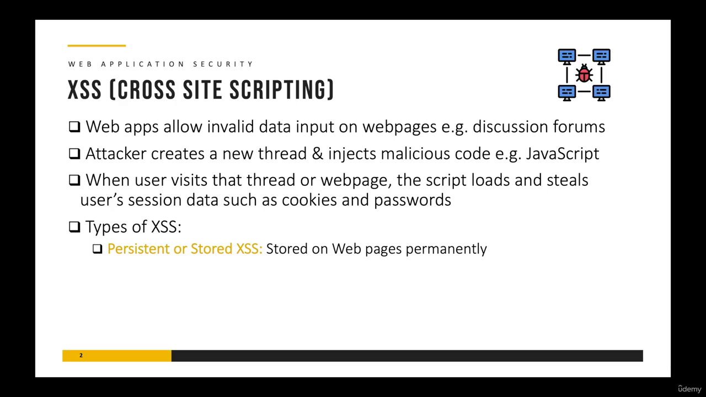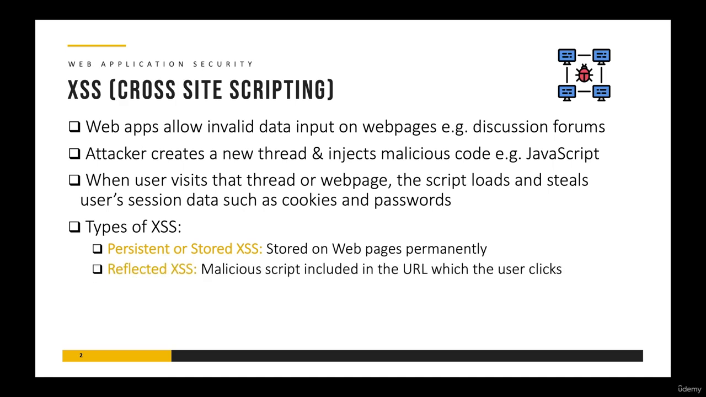The first variation is persistent or stored cross-site scripting. In this variation, the malicious code is stored permanently on the web page. For example, in the discussion forum that we just discussed, the malicious code is stored in a thread or a message permanently. So whenever another user visits that page, he's always going to get that script.